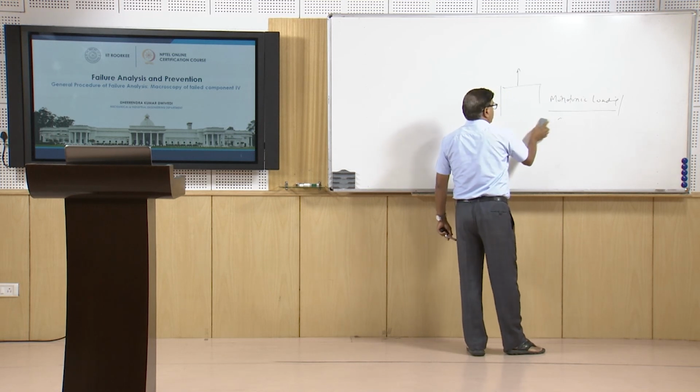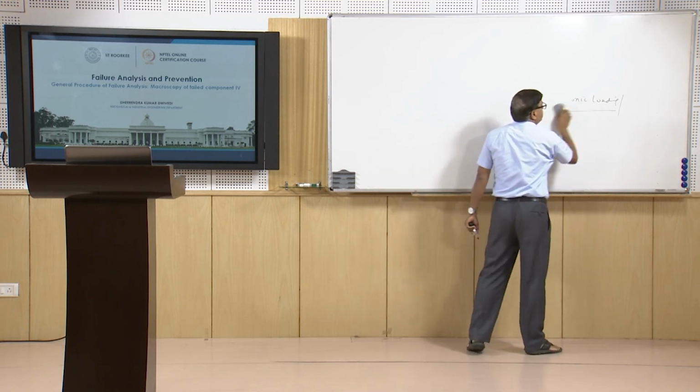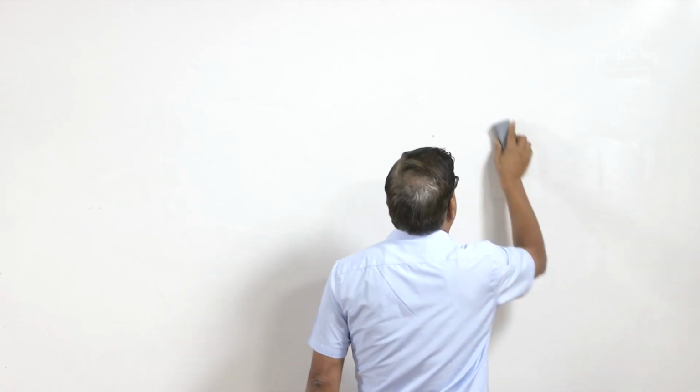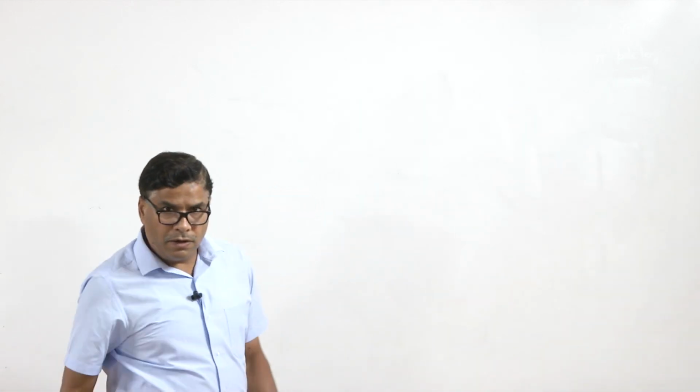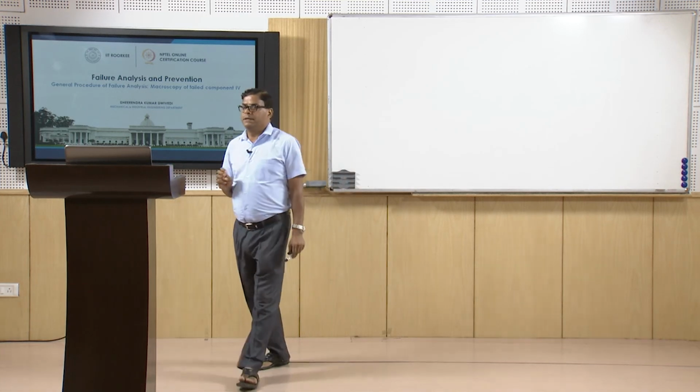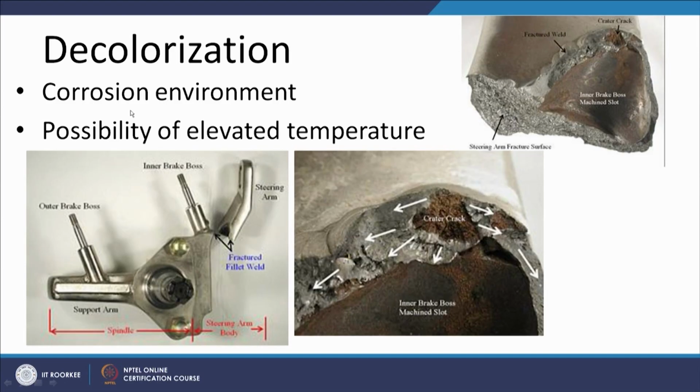Decolorization, or change in color, itself indicates either the component has been exposed to a corrosive environment or it has been exposed to high temperatures, because of which oxidation has taken place. So, these are the two possibilities. If there is any change in color of the metal during the service, that will suggest the presence of a corrosive environment in which the component has been exposed, or the possibility of elevated temperature. So, that oxidation would have changed the color.